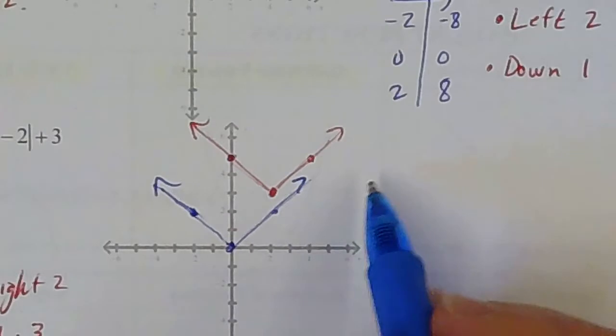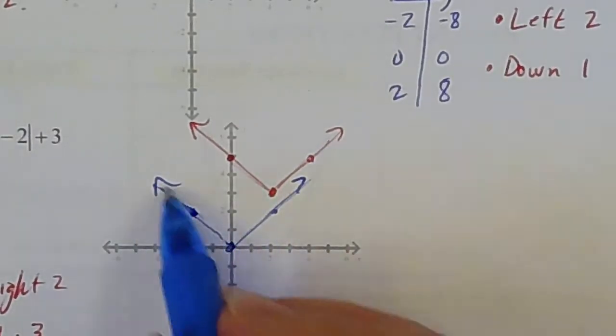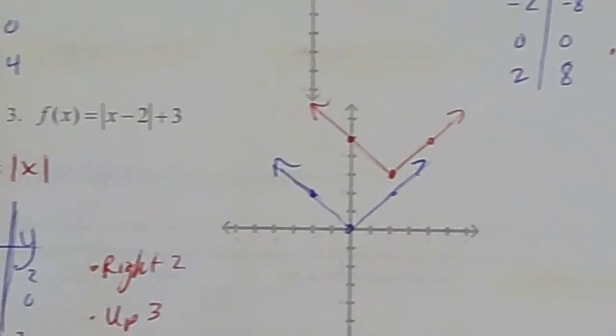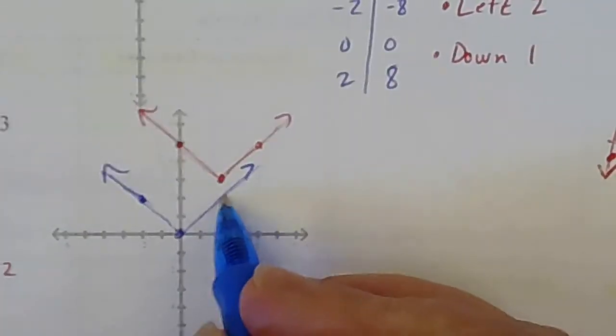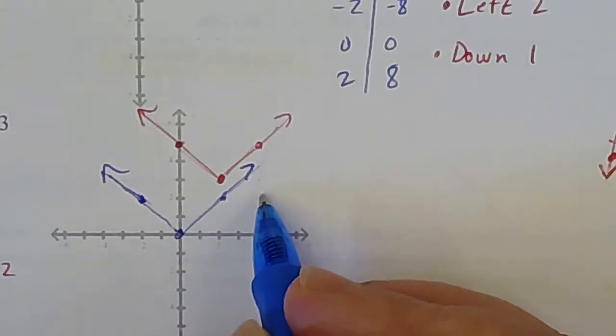Okay, there we are. Make sure it looks like a sharp V, not a horseshoe or U shape. Here are the coordinates that I moved around. Right 2, up 3.